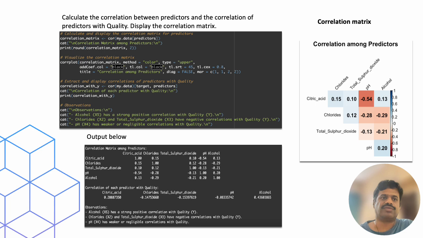Next, we create correlation between the predictors, and then we also plot that correlation in the form of a correlation matrix. You can see the correlation matrix, and then we calculate correlation between predictors and quality, and display that correlation with quality. So the output shows the correlation among the predictors, and the correlation between each predictor and quality. We can see that alcohol has high correlation, chlorides and total sulfur dioxide have negative correlation, and pH has very minimal correlation.